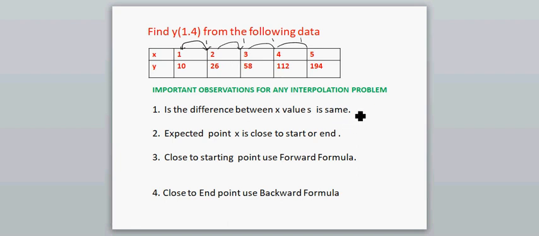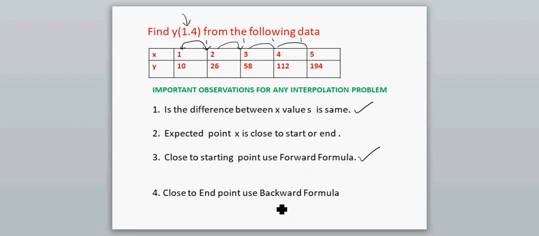So after this, the first step is to check whether the problem is equal interval type or unequal interval type. If it is equal interval type, then we have to check whether to use the forward difference method or the backward difference method. This depends on whether the value of x at which you are expecting the answer is close to the starting point or close to the end point. Say for example in this problem we have 1.4. This 1.4 is close to the starting point 1 rather than the end point 5. So in such a scenario, it is better to use a forward formula for an accurate solution. You can even use backward, but the solution error will be more in this case.